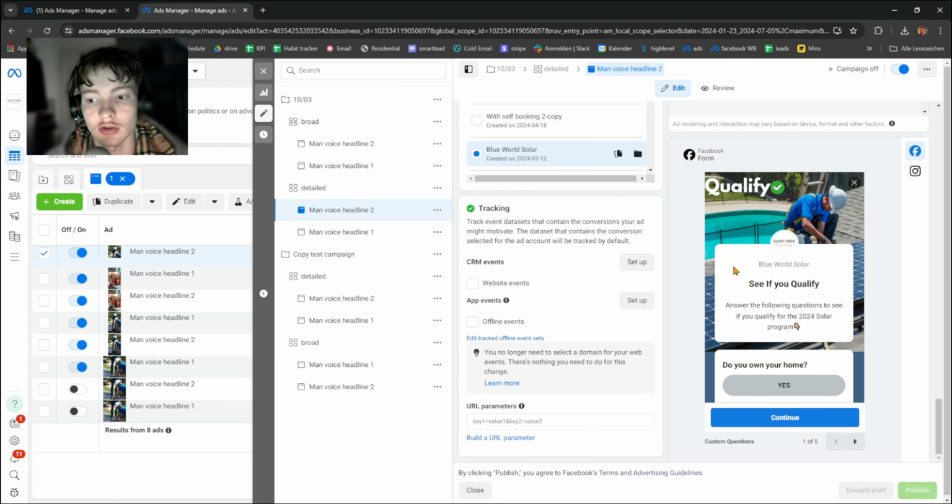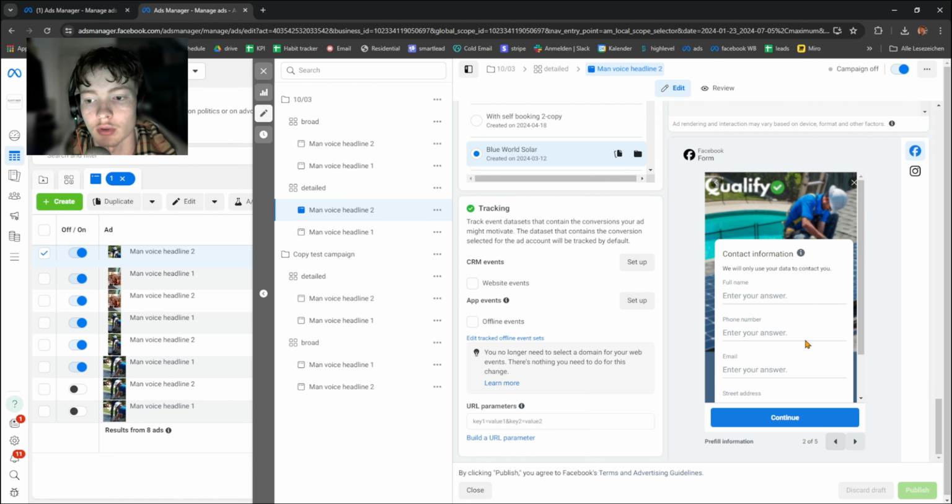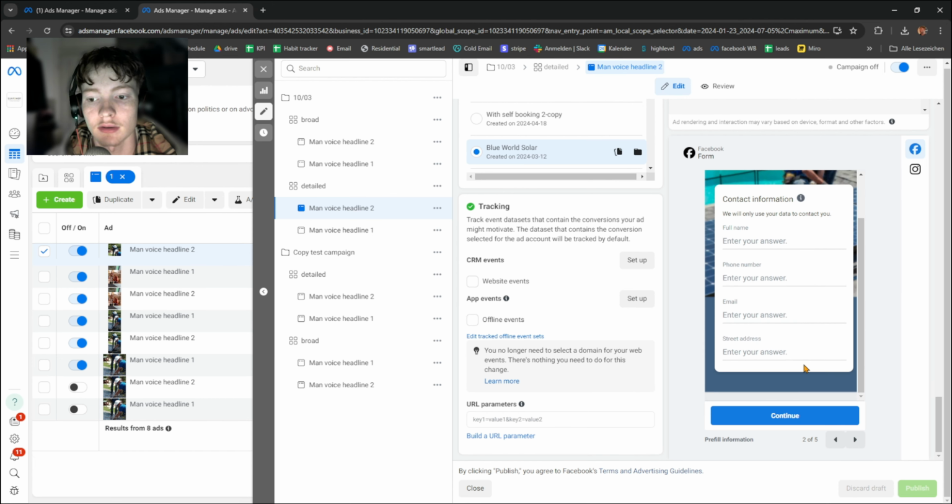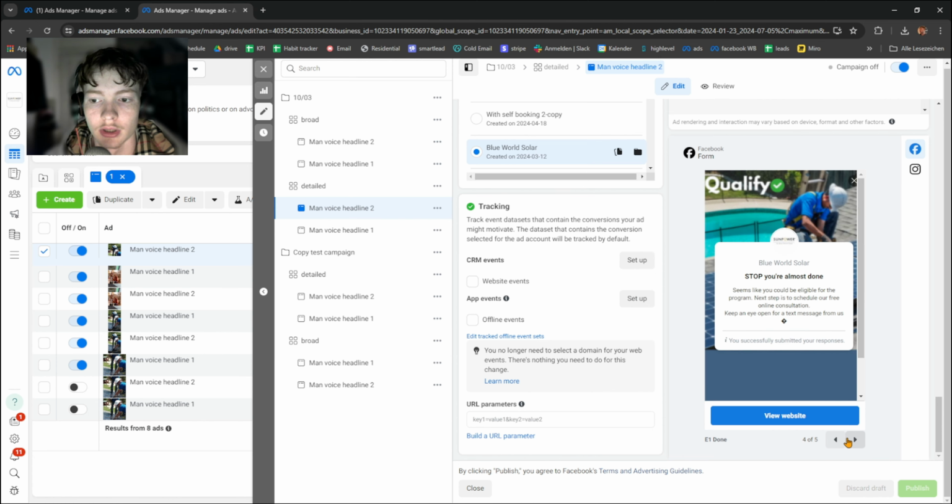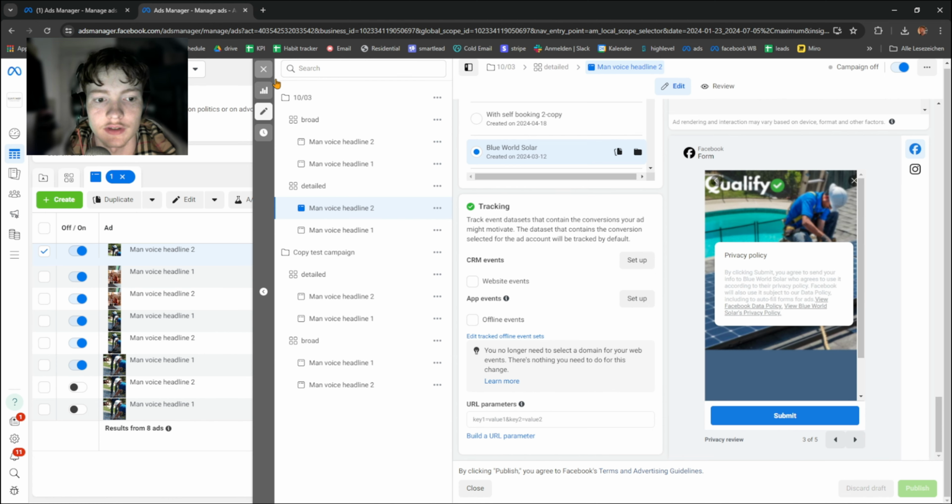Another problem, as I said, could be the headline, the picture, what you write in here. Also, the type of data you ask for at the end. If you ask for a street address, like what I would recommend for solar, then your form CVR will probably be a bit lower, because people sometimes don't like to give away their street address on such a form. So that's also really something you want to track.